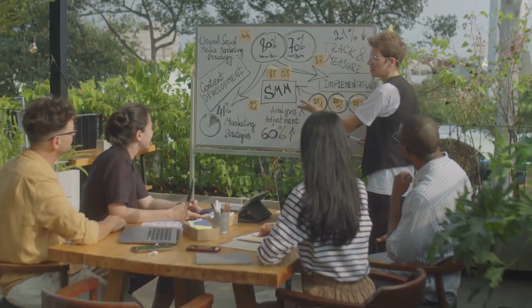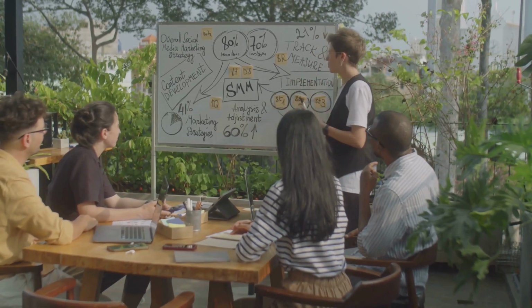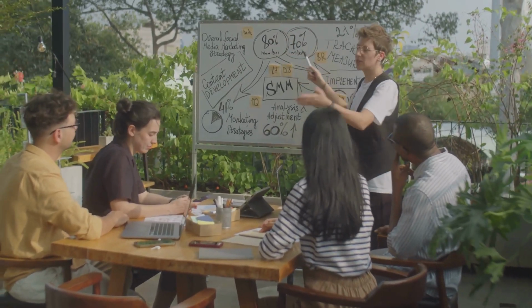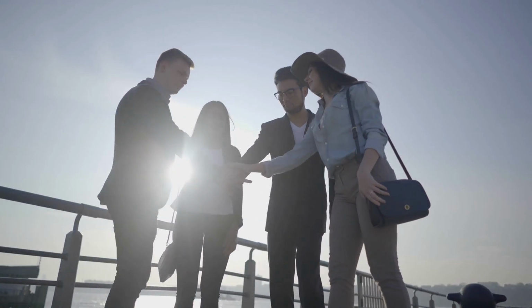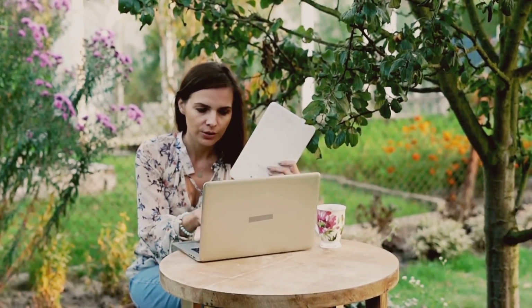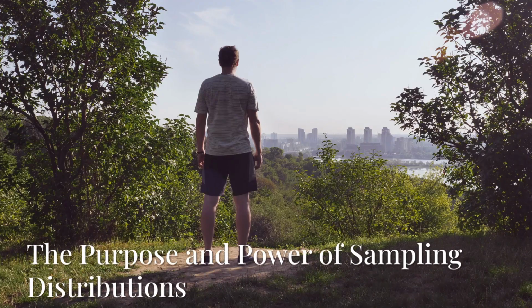It's a theoretical concept that helps us understand how much our sample statistics are likely to vary from the true population parameter. Sampling distributions are the behind-the-scenes heroes of the statistics world. They might seem a bit abstract at first, but they are essential for making inferences about populations based on sample data.